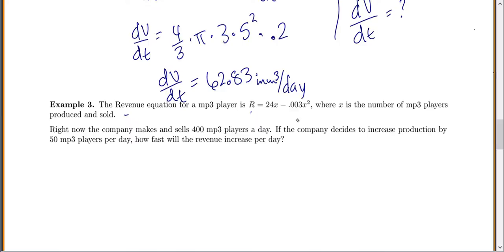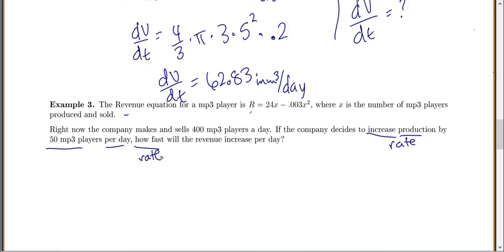Now you might read this and think, how is this going to be different than any other problem? So keep reading. When the company makes and sells 400 MP3 players a day, if the company decides to increase production by 50 players per day. So this is telling us this is a rate. And then it's asking how fast, and that's another rate. Anytime you see a problem where it's telling you a rate and it's asking another rate, you know it's going to be related rates.